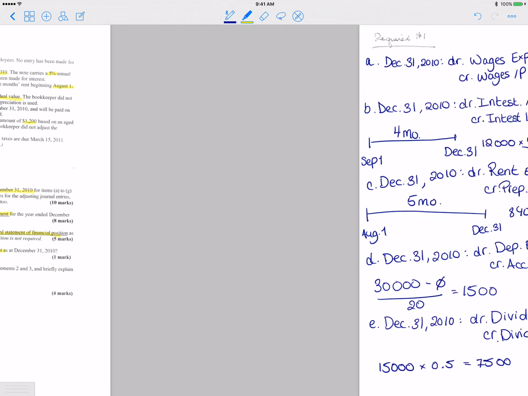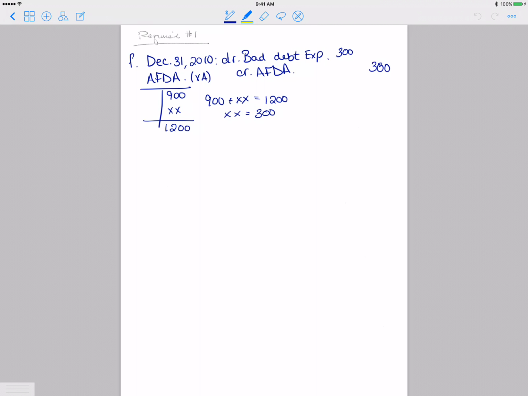So we can prepare the adjusting journal entry, but we can't record it just yet because we don't have the total income, our net income, yet, so we can't calculate it. That's going to come in requirement number 2, but we can prepare our adjusting journal entry and come back and fill it out.